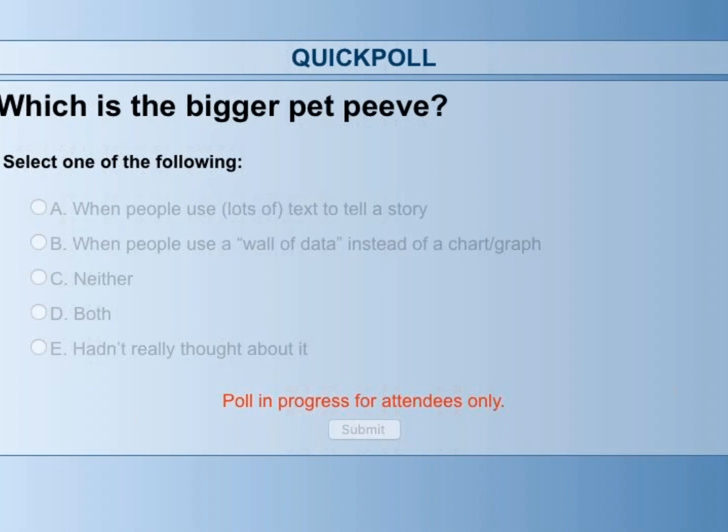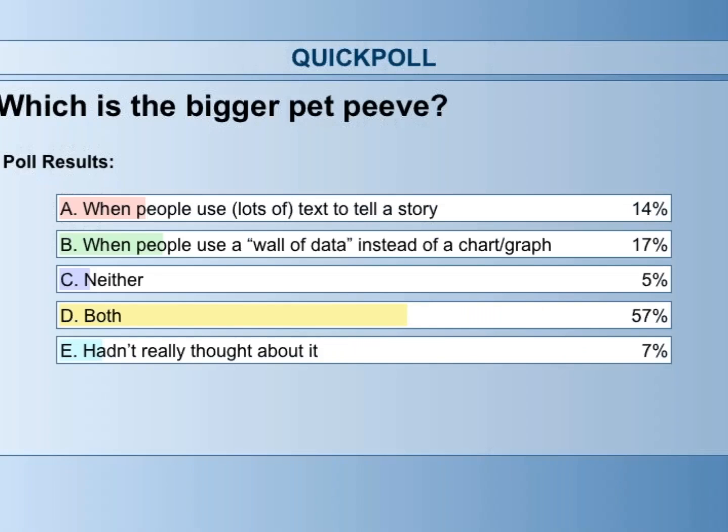Okay, well, can we see the results, Tracy? So let's see. Actually, it's funny. A lot of people did agree that 57% said both using a lot of text and using walls of data are both of their pet peeves. And then that was followed closely, well, not actually closely, a distant second was when people use just the wall of data, followed by the text, 14% there. And then hadn't really thought about it, 7%, and neither 5%. I wonder what their pet peeve is. We'll find out. Okay, good. So this is an issue for most of you listening in today.